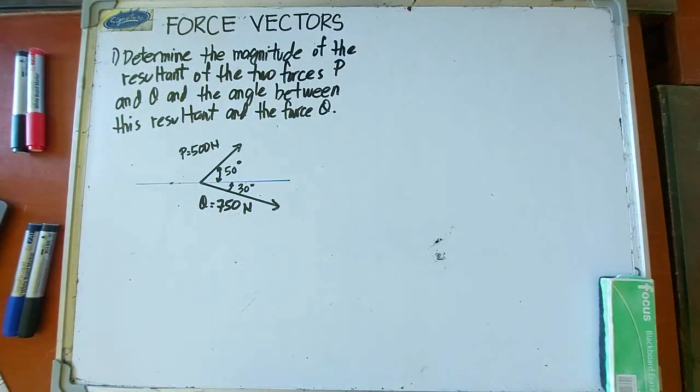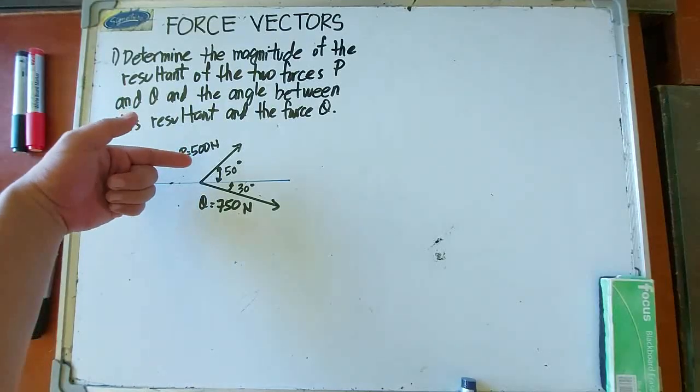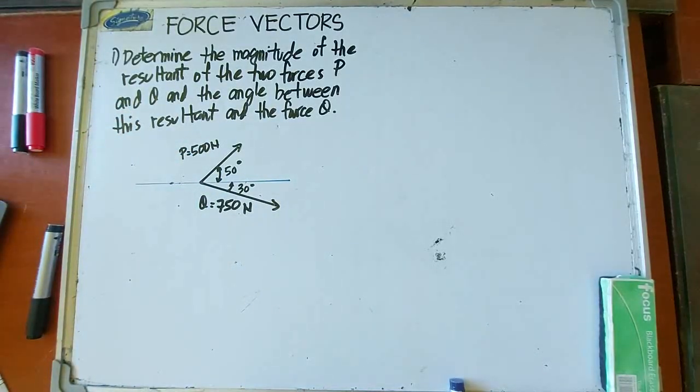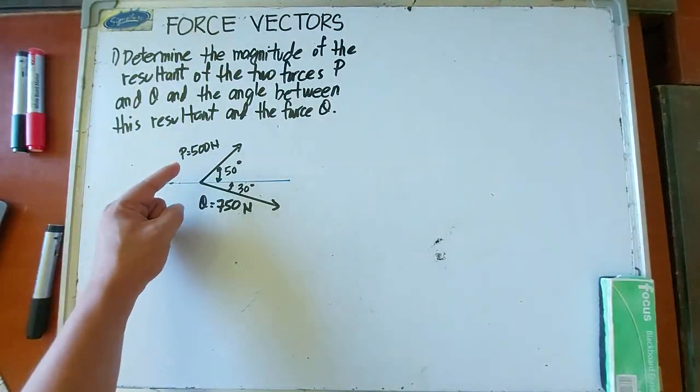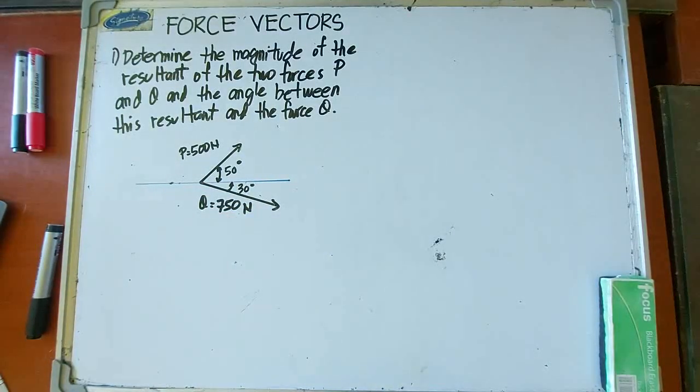Number one, determine the magnitude of the resultant of the two forces P and Q and the angle between this resultant and the force Q. So we are to solve for the magnitude of these two forces, the 500 Newton force and the 750 Newton force, using the parallelogram method. And we are to solve also for the angle between the resultant force and the force Q. So first step natin is to draw parallel lines.